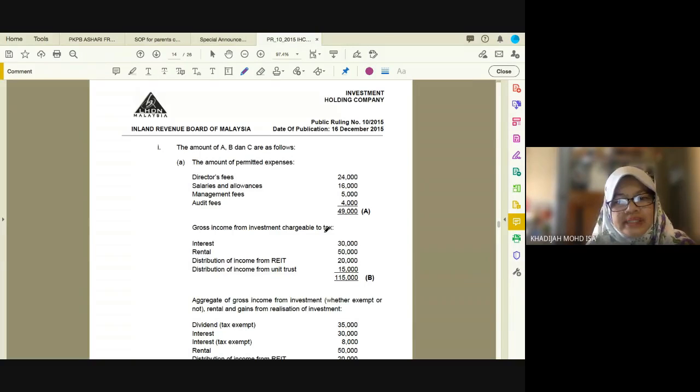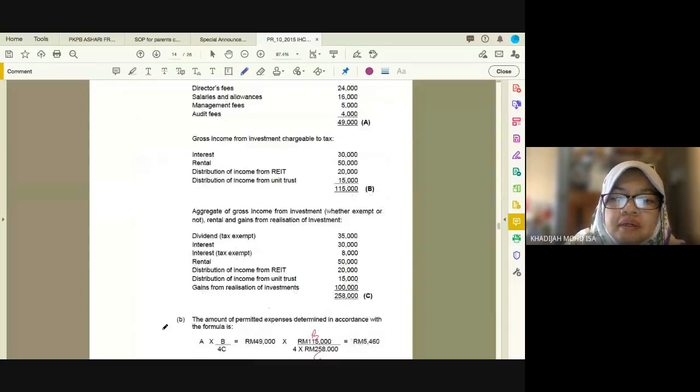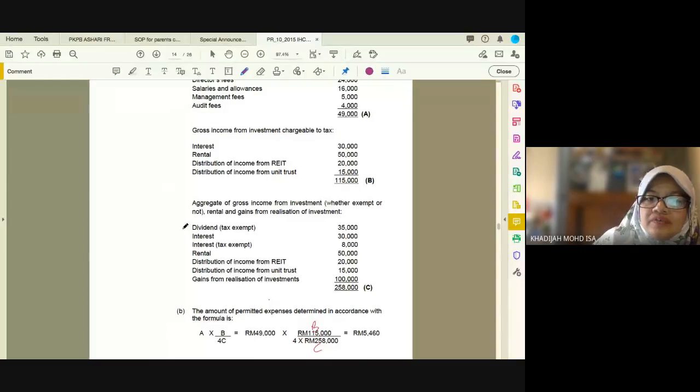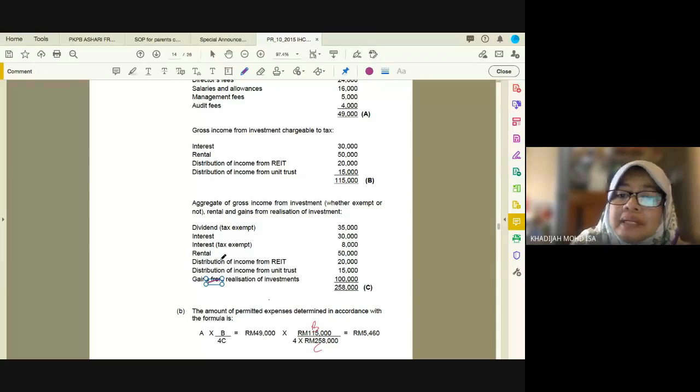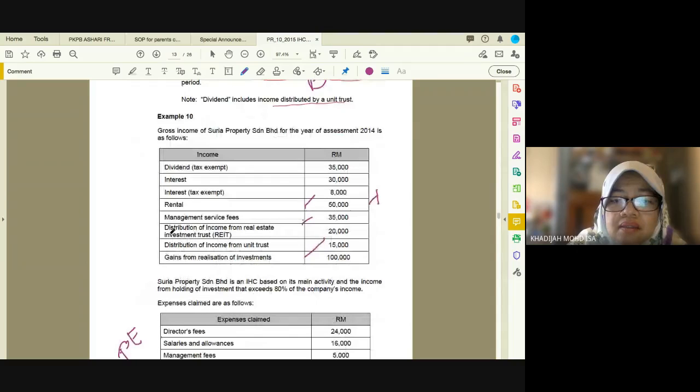Right? Can you see the difference between B and C? B is everything. And whenever you have distribution of income from REITs or unit trust, that will be part of B. That is section 4C. And then aggregate gross income, which is C, means that you take all your income, including your gains from realization of investment. So your management fee, remember management fee is 4F, so you don't take 4F into the computation, only 4C and 4D. But here you want to compute all your exempt and non-exempt income. Can you differentiate between B and C? Based on this, remember that this management fee is your 4F.